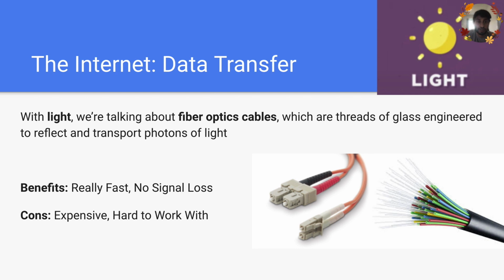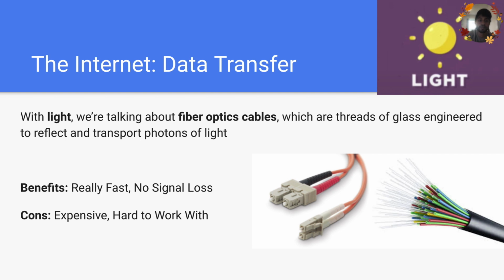To improve on copper cables, which again experience signal loss over long distances and are capped by the speed at which electrical pulses can pass through copper, what is the fastest thing in the universe that doesn't experience signal loss over long distances? Light. And so that's where fiber optics comes into the picture. Fiber optics cables are long threads of glass engineered to reflect light. We can therefore send a pulse of light through a fiber optics cable to represent either a 0 or a 1.